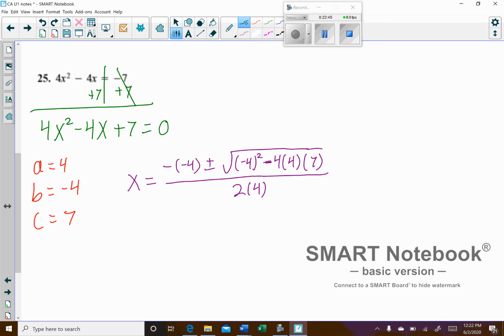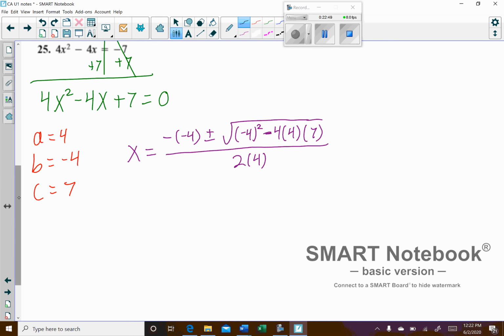All right, so let's clean this up. This time I think maybe I'll work down the page. Okay, so x equals a double negative, that becomes positive 4 plus or minus the square root. Negative 4 squared is 16. And then 4 times 7, let me use my calculator. Okay, 112. And then divided by 8.